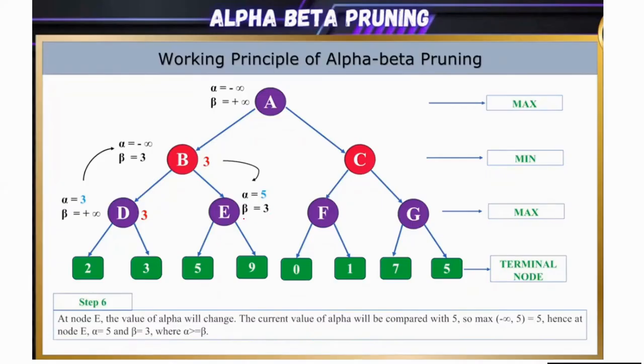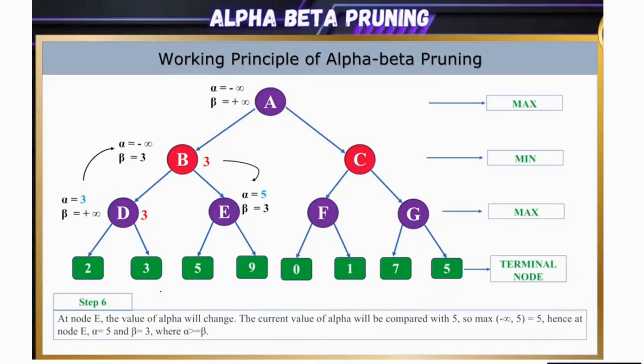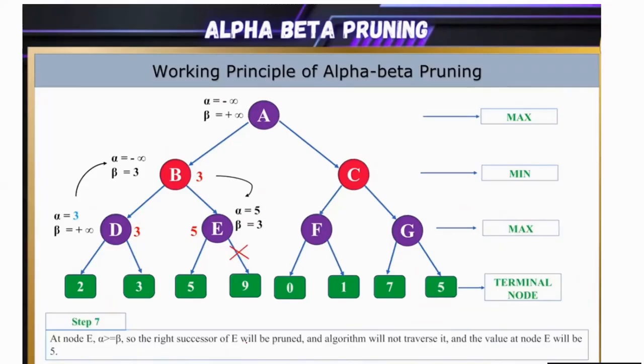Now next actually I checked this, right? Now again I want to compare 5 and 9 also. Correct. So before comparing, from the previous step I got alpha equal to 5 and beta equal to 3, right? The condition is if alpha is greater than or equal to beta, then we don't want to calculate. Now you see 5 and 3. So 5 is greater than this beta value, so this node actually I don't want. That's what is written here. Now the successor of E will be pruned. The algorithm will not traverse it and the value at the node E will be 5.